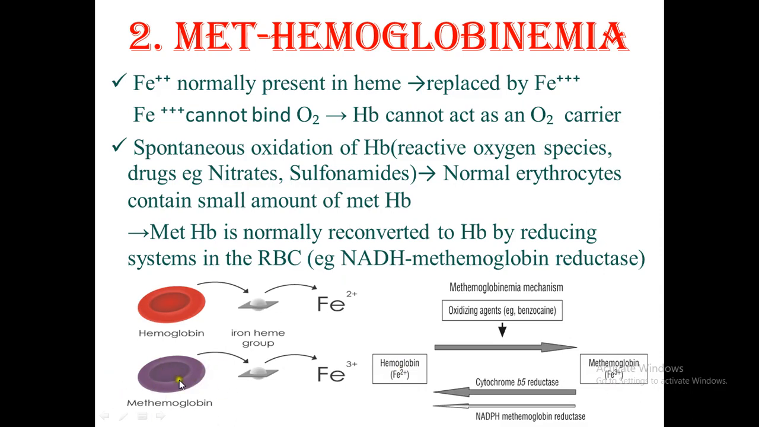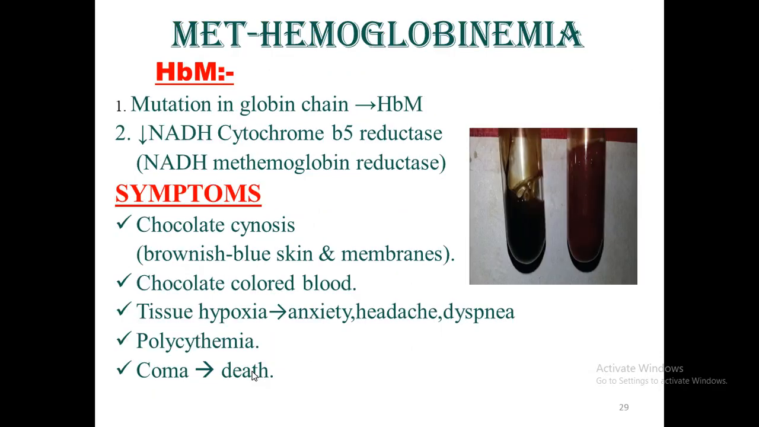And this leads to cyanosis of the blood, blue coloration of the blood, RBCs, as well as blue coloration in the patient. This hemoglobin is called hemoglobin M, and mutation in the globin chain will lead to this hemoglobin M. And the problem is that there isn't enough NADH cytochrome B5 reductase to cause the reconversion of ferric iron back to ferrous iron. So the reductase enzyme is missing or reduced in methemoglobinemia.